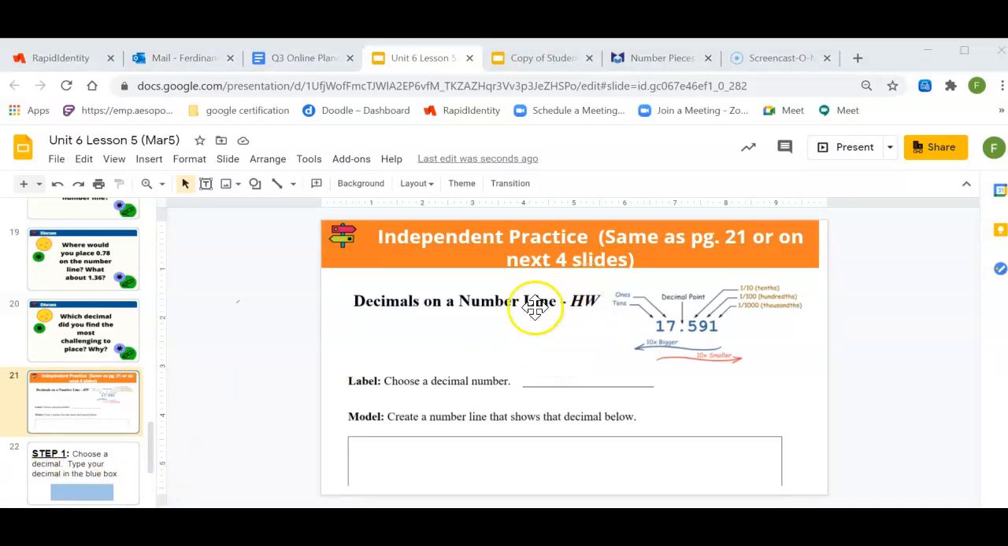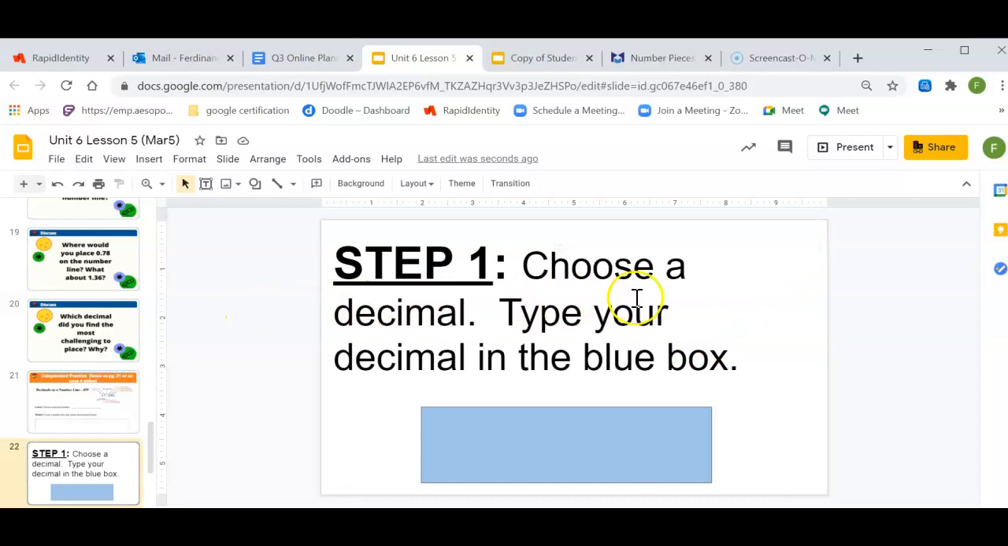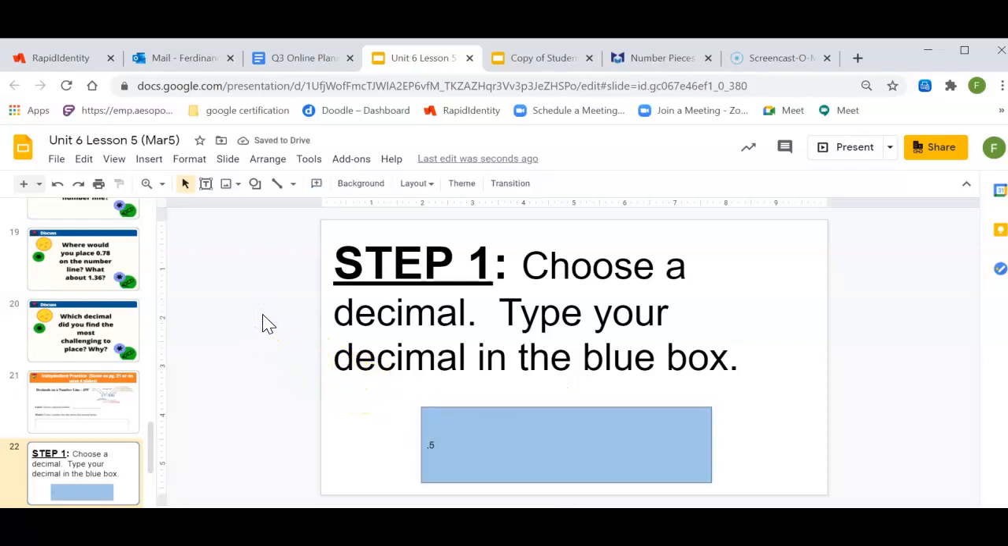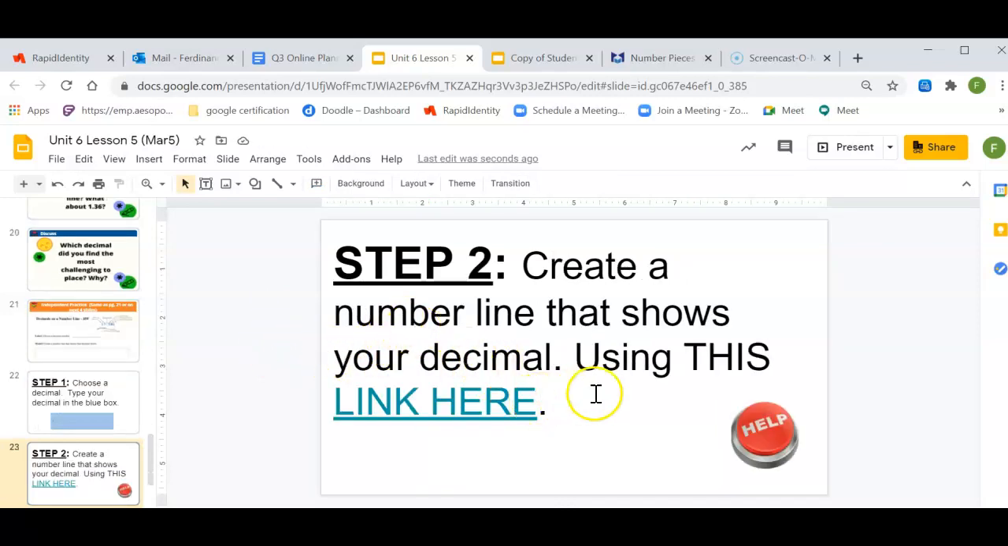So we're going to go to our very next slide to actually start this work, guys. This is just what page 21 looks like. If you're working in your binder on page 21, you're going to use your pencil just to draw it on the binder. But for anybody doing it on the slides, you just go to your next slide. You choose a decimal, and you type it in here. If you chose, for instance, 0.5, which is 5/10, I would type it in there. And then the next one says create a number line that shows your decimal using this link.